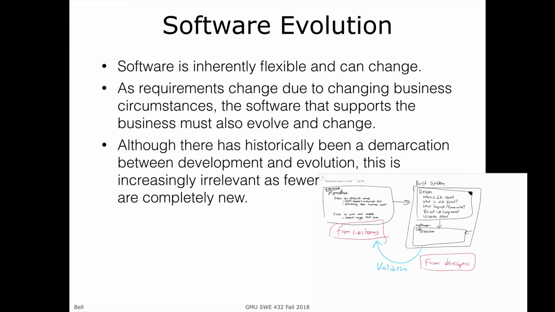But these requirements can evolve and change over time, and then our customers might come back to us and say, well, hey, we'll pay you to improve your system so it now meets our new requirements. So while there's maybe historically been a demarcation between development and evolution, this is becoming increasingly irrelevant as fewer and fewer systems are completely new. Everything is built off of something else. Everything is full of modules from something else or reused code. There are huge amounts of churn in the functionality of widely used systems.